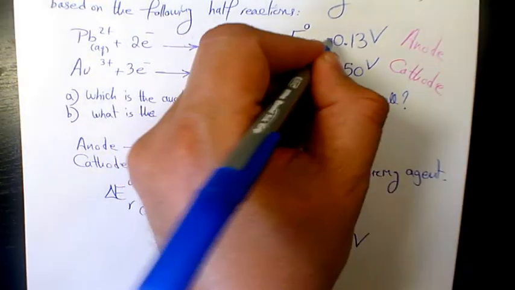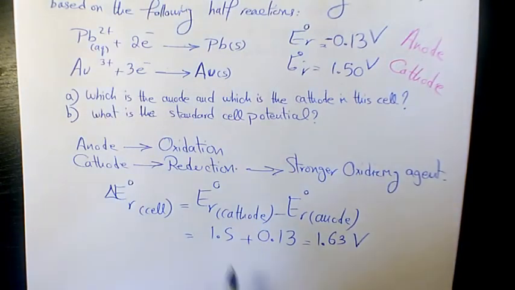So don't forget that this one is negative 0.13. So 1.5 minus negative 0.13, which is going to be 1.5 plus 0.13, that's going to be 1.63 volt. So that's the standard cell potential.